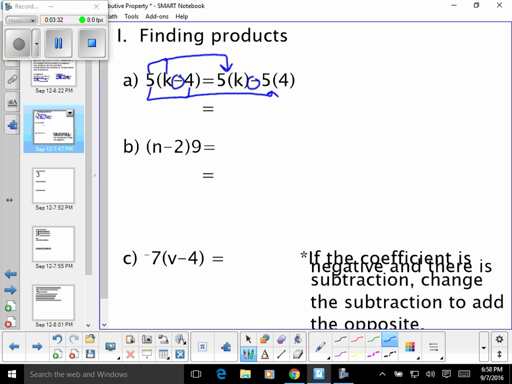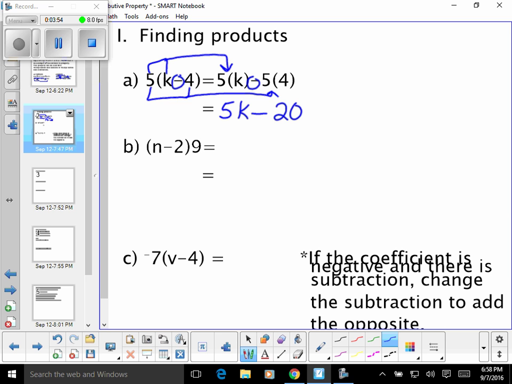5 times k is just going to be 5k. Again, the subtraction sign. And now I do the multiplication, 5 times 4 is 20. This is in simplest form. This is the best I can do, is to take 5k minus 20.